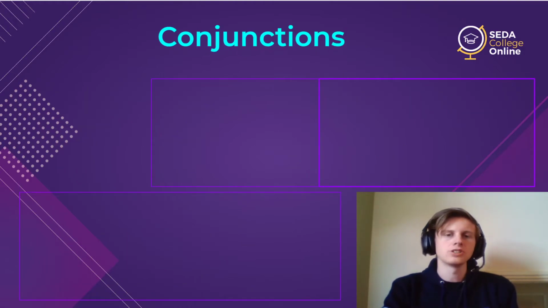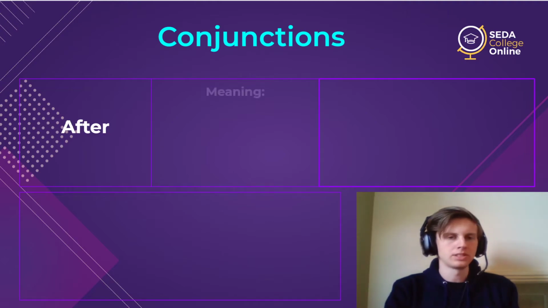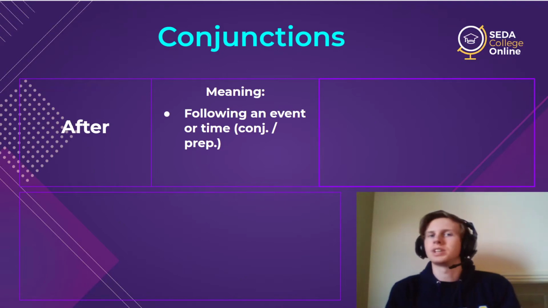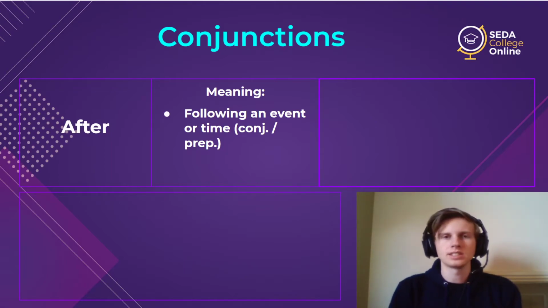All right. So now let's look at the other two, after and until. After is both a conjunction and a preposition, and it has different meanings depending. As a conjunction and a preposition, it can just mean following an event. So, one after another, just step one, step two. And this is the same if you use it as a conjunction or as a preposition.